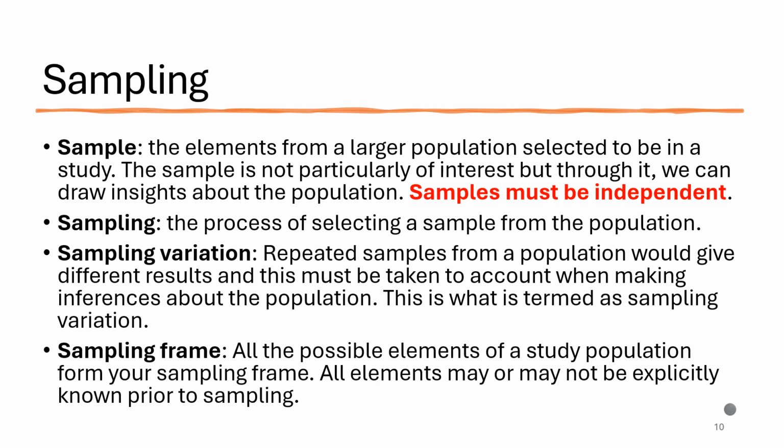Sampling frame is all the possible elements of a study population from which you're sampling. And all elements of a sampling frame may or may not be known prior to the study. So, for example, in the class example where you're trying to find the mean height of the students in your class, your sampling frame is actually all 40 or 60 of you. And your sample is actually just the 5 that you've selected to find the average height of.